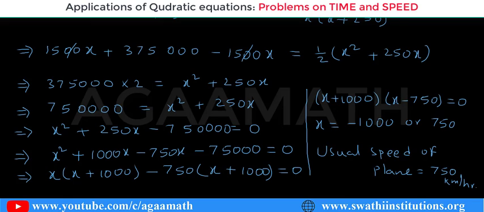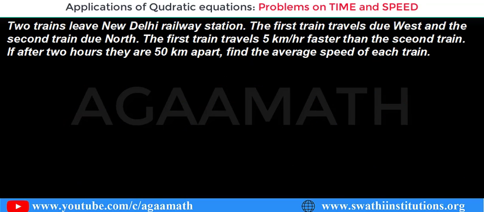We come with one more question finally, so I hope that will help you more in understanding quadratic applications, problems on time and speed, right? Here we are with the next question. Two trains leave New Delhi railway station. The first train travels due west and the second train due north. The first train travels 5 km per hour faster than the second train. If after 2 hours they are 50 km apart, find the average speed of each train.